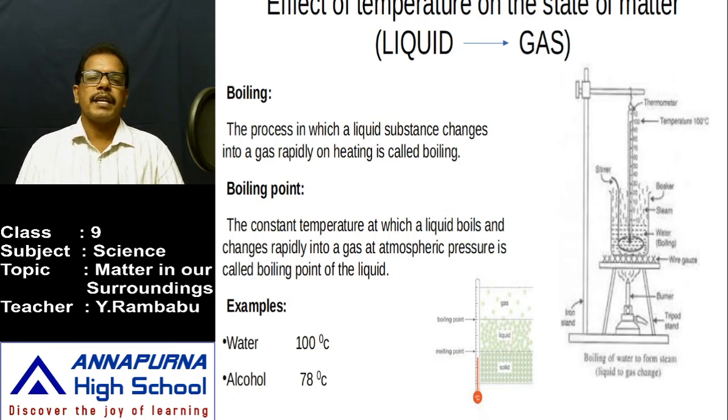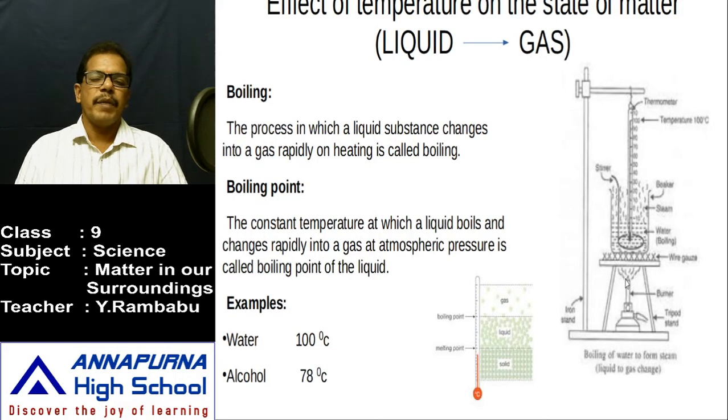When we heat a solid substance, it changes into liquid. That means it melts. This process of changing a solid into liquid is called melting. And when we heat a liquid, the liquid changes into gas, it is called boiling. During melting or boiling of any substance, there is no change in temperature even if we supply heat. That means the temperature remains constant during the change of the state of matter.